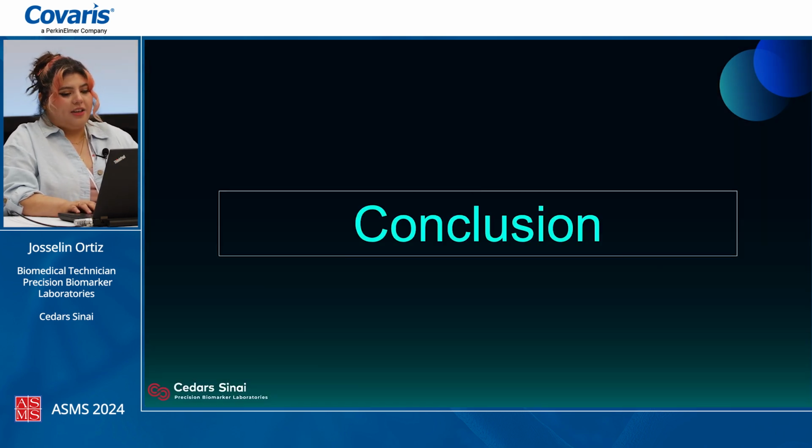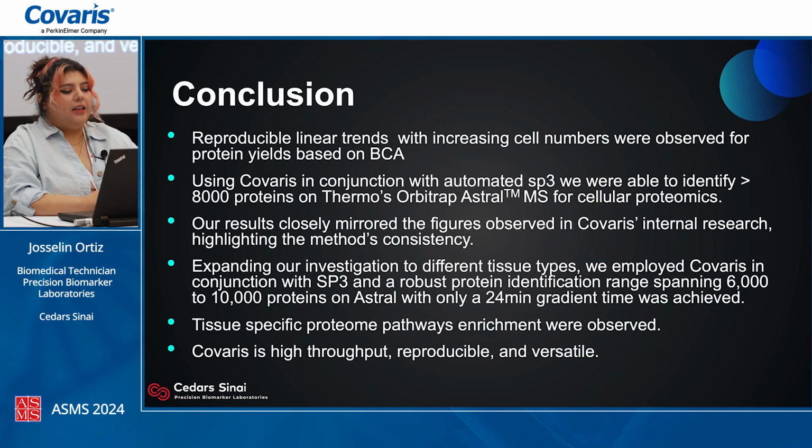So now that we have the recommendations out of the way, we can now move on to the conclusion. In conclusion, reproducible linear trends were seen with increasing cell numbers based on our BCA. Using Covaris in conjunction with our automated SP3 digest, we were able to identify over 8,000 proteins on Astro for cellular proteomics. Our results were similar to the results that Covaris saw in their internal research.